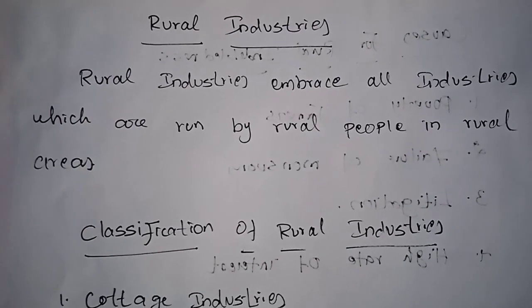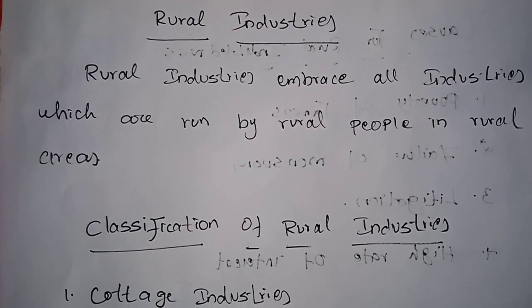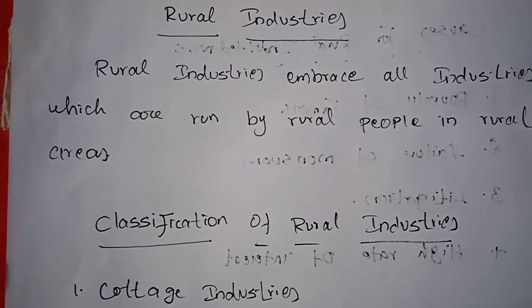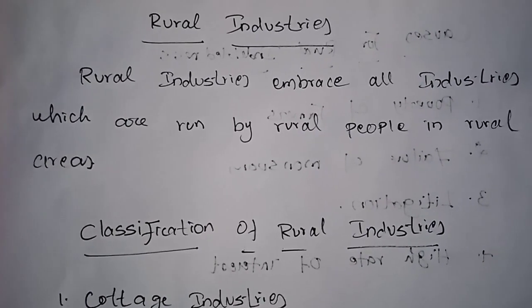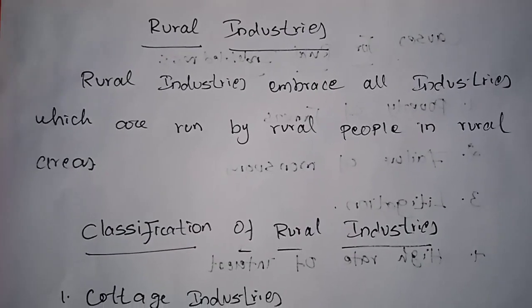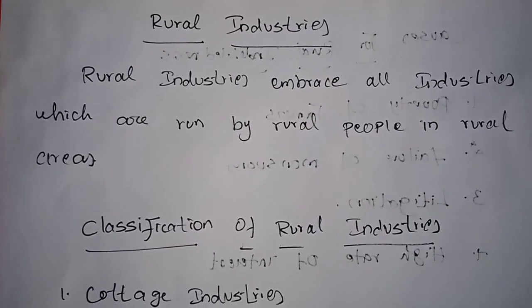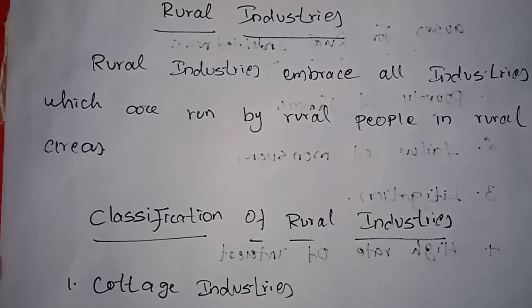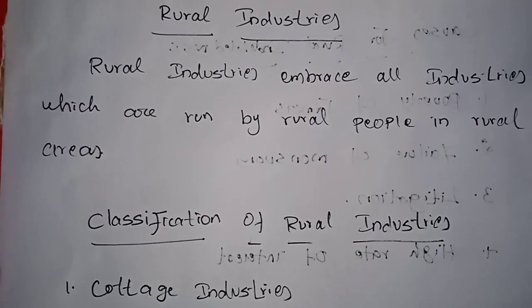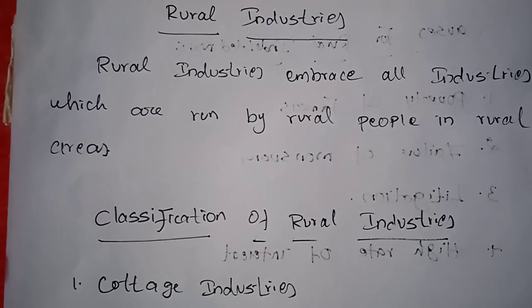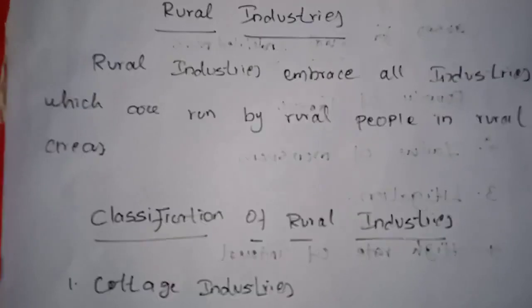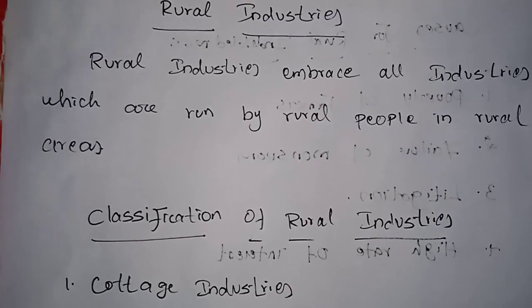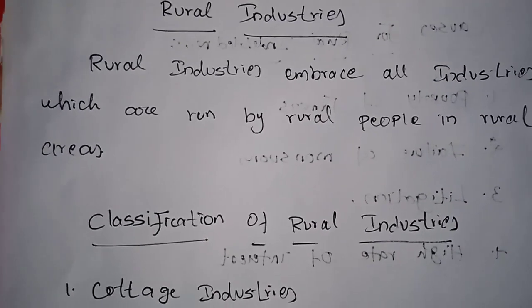First, we have to know about the meaning of rural industries. The rural industries refers to all industries which are run by rural people in rural areas. In these urbanized areas, many people are there, many entrepreneurs are there, and even some foreign investors are able to make investments. But in these rural areas, there are no opportunities, and most of the entrepreneurs or foreign investors will not be interested to establish any industries on this rural side.